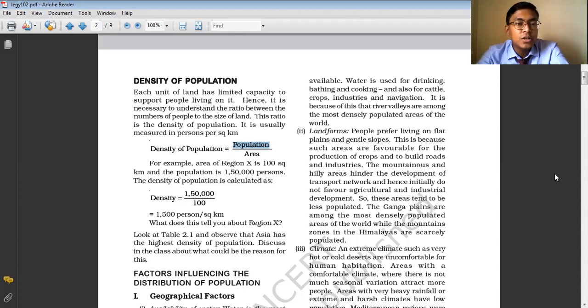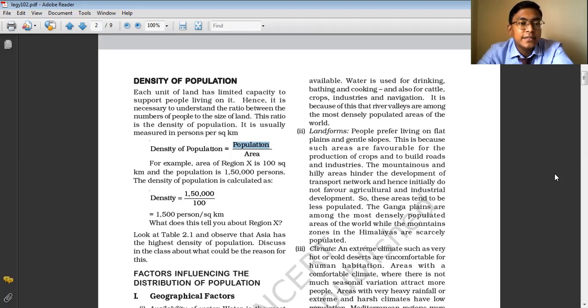Density of population helps in understanding the average distribution of population per unit area. In our country, the density of population is quite higher than many Asian countries, because the population is very high. Within our country, there is a variation in the density of population from one state to another. Some states have very high population density and some states have very low population density.